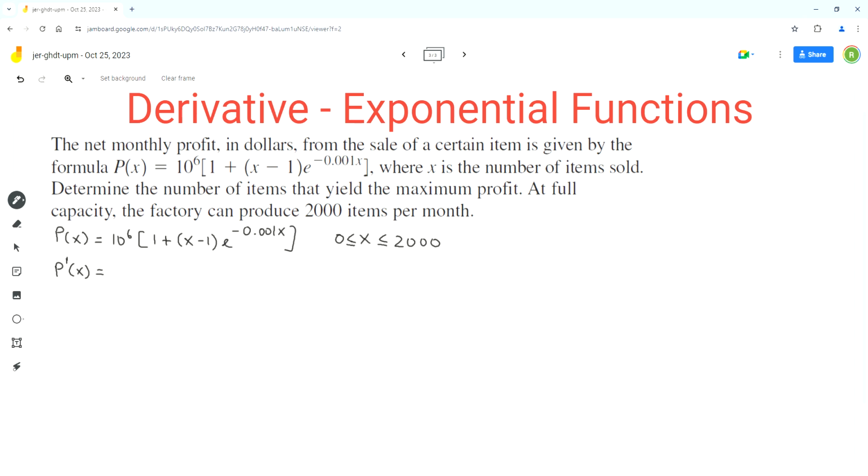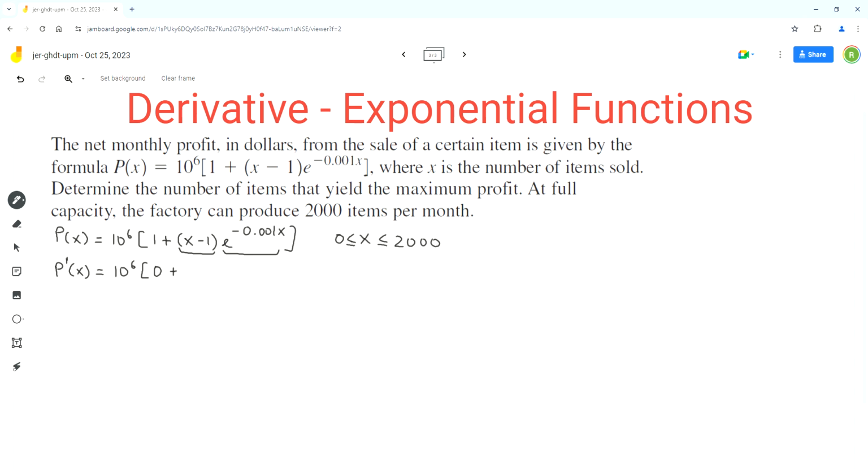Now in this function, 10^6 represents the coefficient of the term in the brackets, so that will stay as it is. Now we have to find the derivative of the terms in the brackets. So 1 is a constant, so its derivative is equal to 0. Now the next part of the function is made up of two terms being multiplied. So there are two functions: x minus 1 is a polynomial function times this exponential function. So we'll have to use the product rule to find the derivative of this part of the profit function.